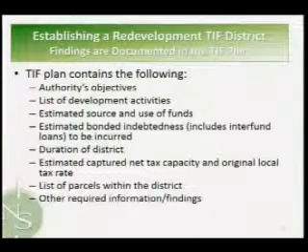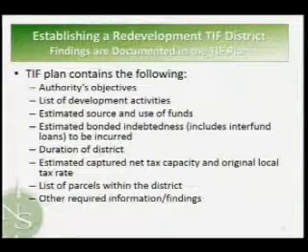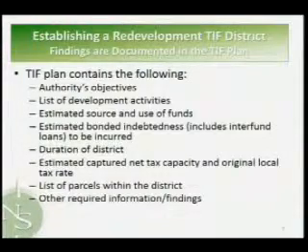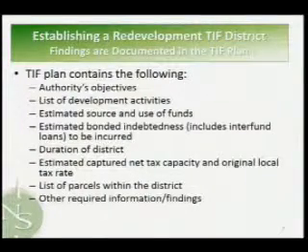A TIF plan is the document that gets created as part of this process, and that's really where it spells out what the EDA and the city, the authorities' objectives are. It lists specific development activities, and it includes the estimated sources and uses of funds. So the mechanics of this, the projects that Nick was talking about earlier, identifying what are those costs, and is increment, and showing that increment sufficient to pay for those costs.